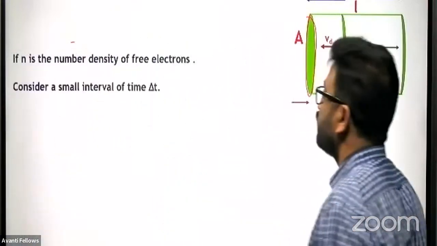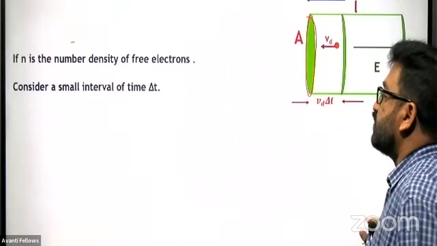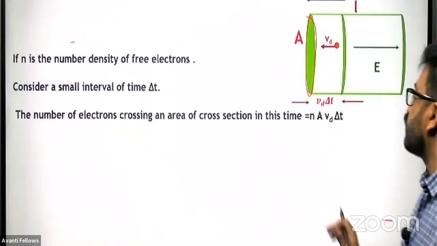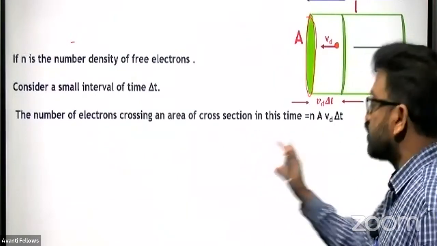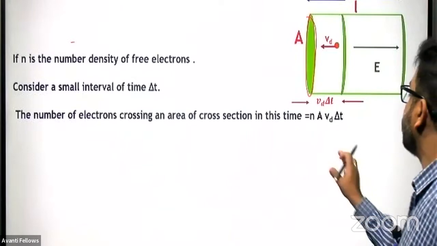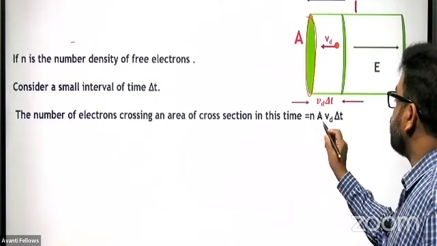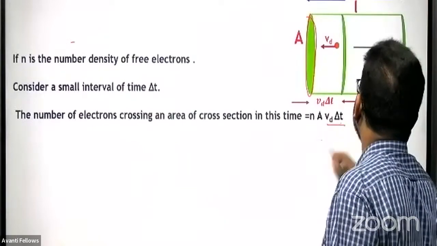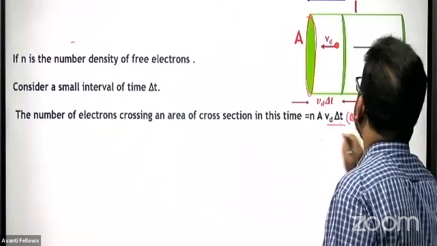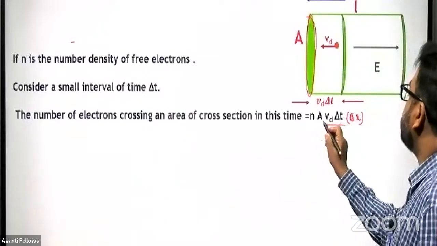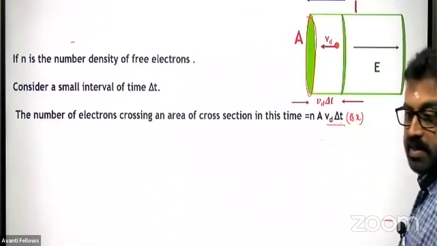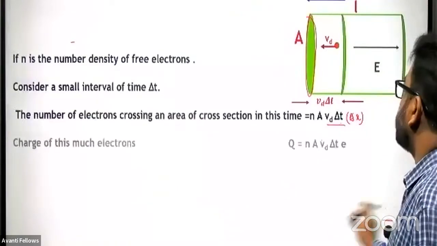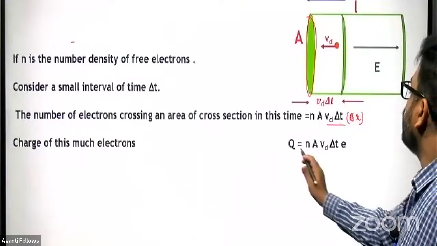Then we can say that if we take a small interval of time delta t, we can have the number of electrons crossing an area of cross section in this time. Number of electrons crossing an area of cross section in this time is n, the number density, multiplied by A into Vd into delta t. This Vd into delta t is delta x. So A is the area. So number density multiplied by area multiplied by that length gives the total number of electrons crossing an area of cross section in a particular time interval.